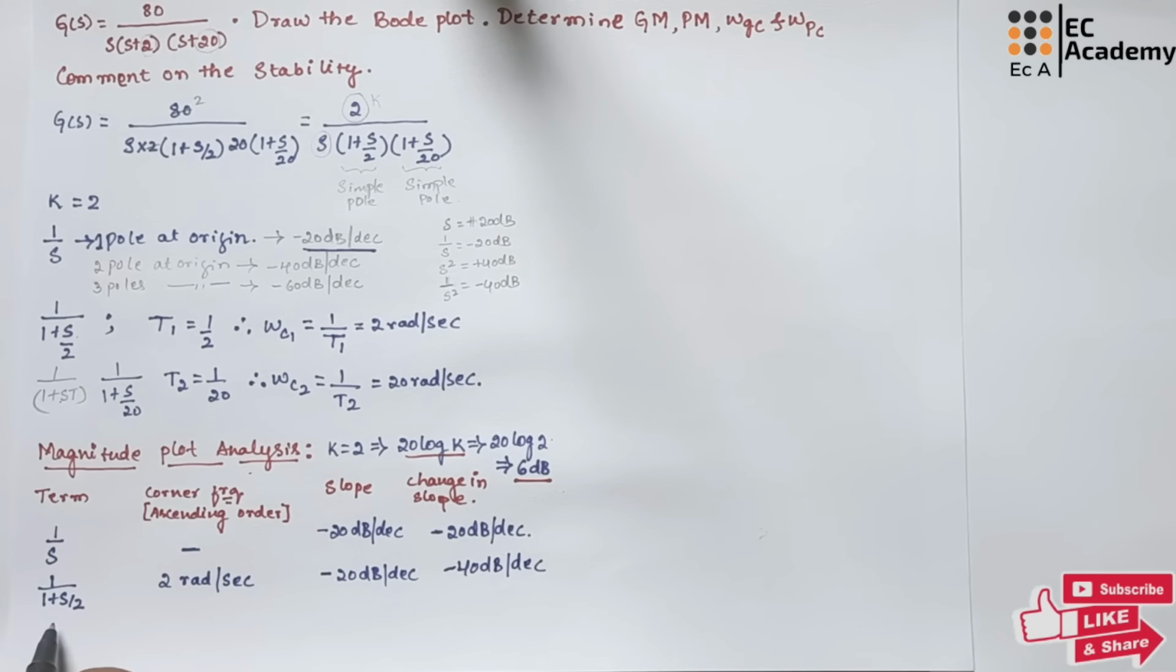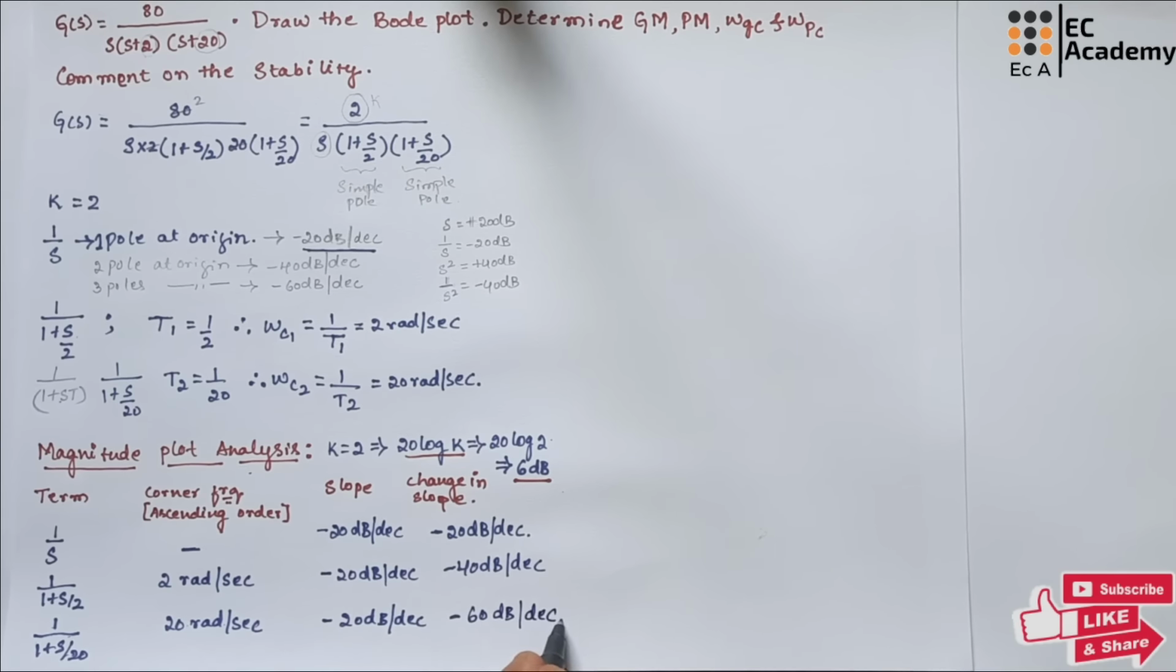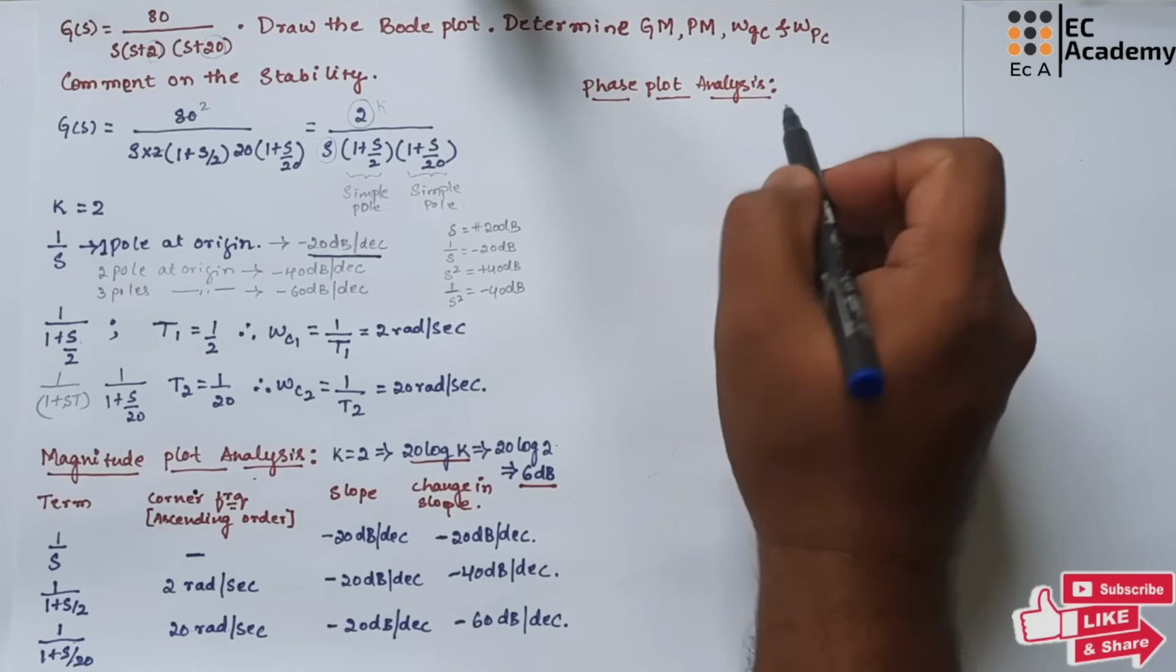Again we will take the next term, which is 1 divided by 1 plus s by 20. So the corner frequency is 20 radians per second, and since again you can see here s is in the denominator, that's why the slope will be minus 20 dB per decade. So change in slope will be minus 40 dB plus minus 20 dB, it will be minus 60 dB per decade. Now let us see phase plot analysis.